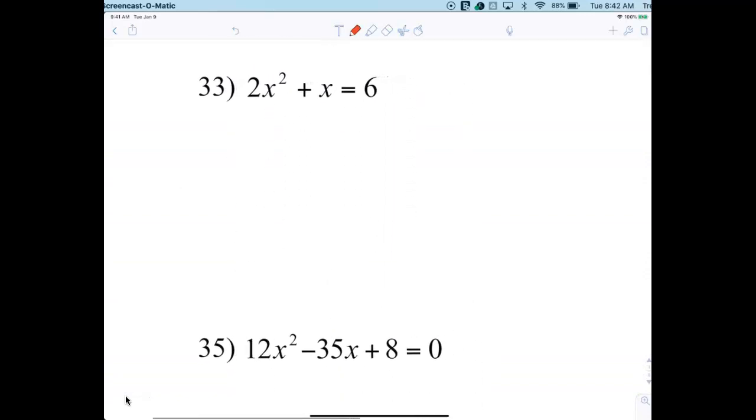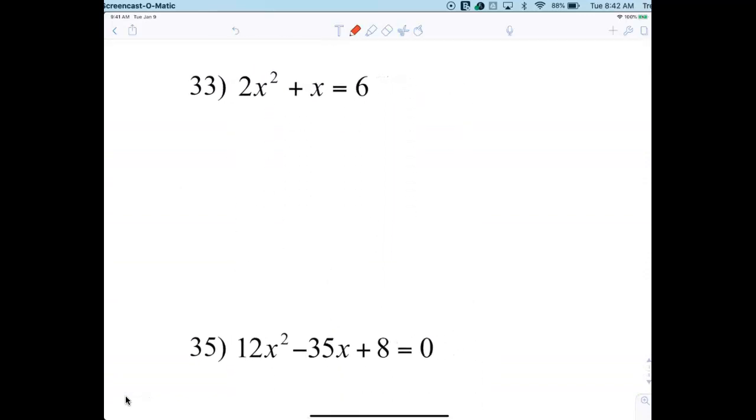Uh-oh. Number 33 looks really hard. Why does 33 look really hard? Because it doesn't equal 0. So what do we do? Divide everything through by 6? No. What do we do? You divide everything by 0? No. What do we do? You make it set equal to 0. So if I want to set this thing equal to 0, all I do is move the 6 over.